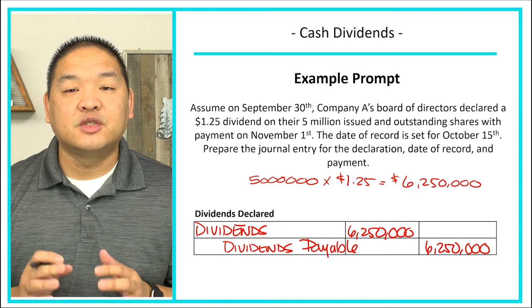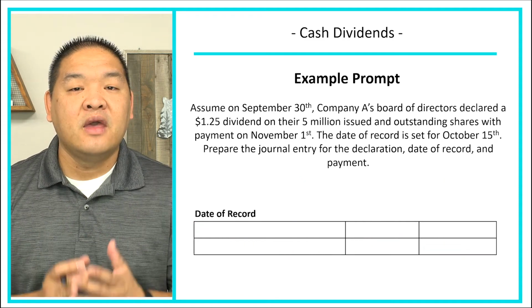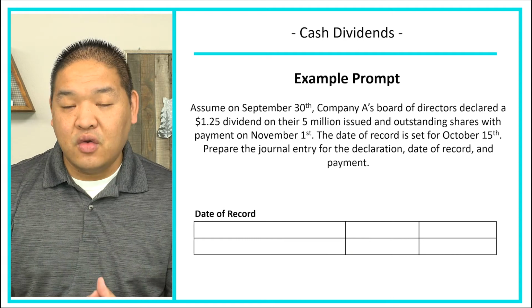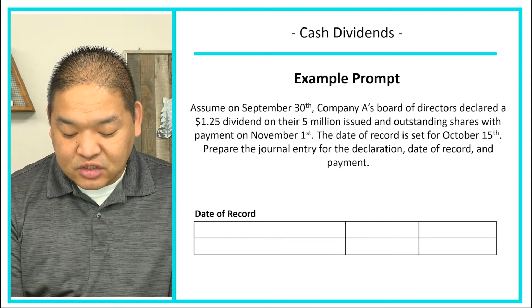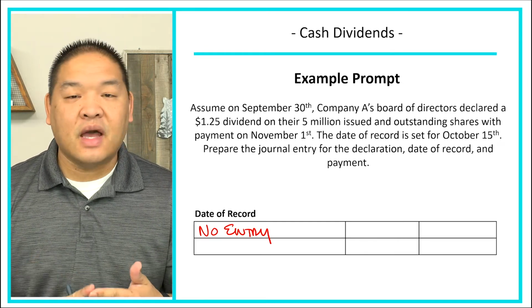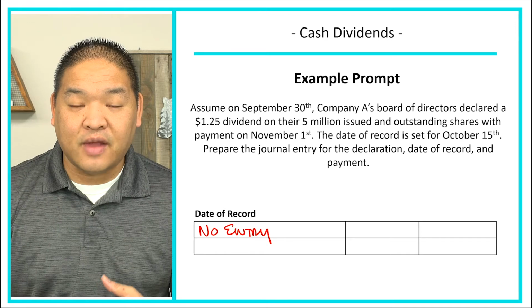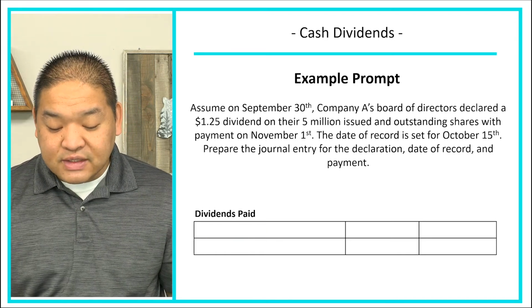All right. So let's move on to the date of record. So on the date of record, we said that we're just getting a listing of who is owed the dividend. As such, there is no entry here because we're not establishing a liability and we're not decreasing our liability.